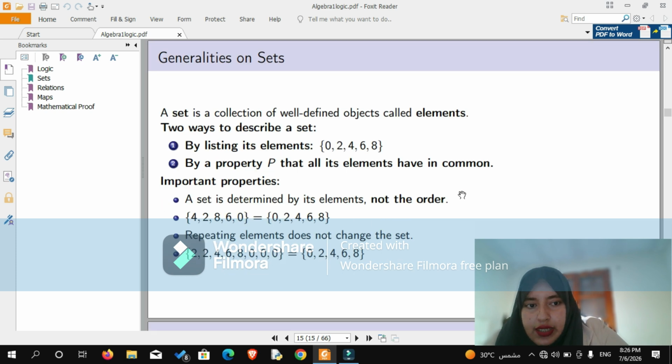Generalization on sets. A set is a collection of well-defined objects called elements. Here we give an example with numbers, but a set can be anything: functions, vectors, polynomials. By listing the elements between these two brackets, we define something we call a set. We can also define it by a property.